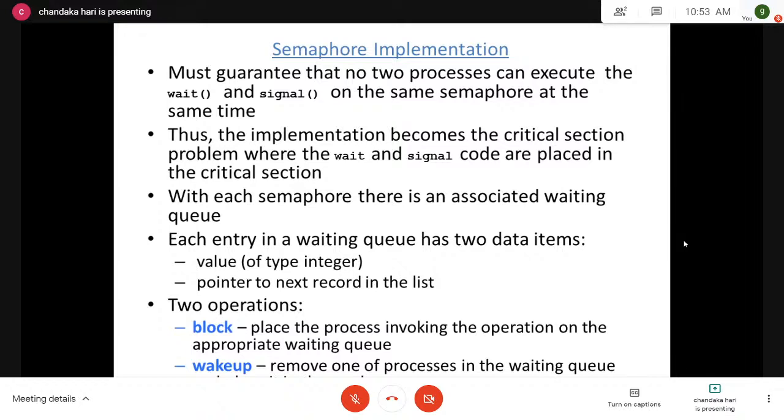Then immediately you are going to be removing one process from the waiting queue and put the job in the ready queue for execution. This is what is happening. So totally we are using four system calls: this is wait, and this is signal, and another one is block, another one is wakeup.